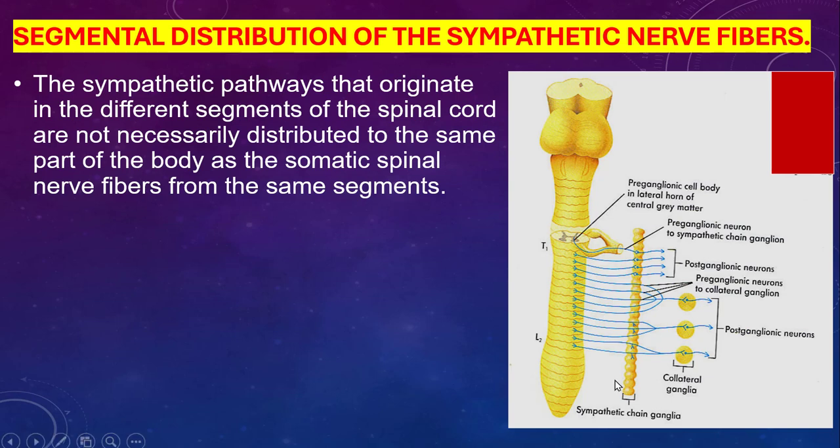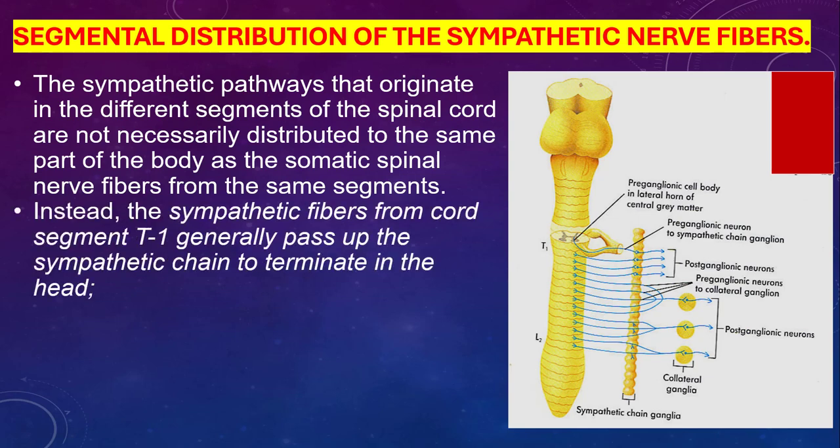Segmental distribution of sympathetic nerve fibers. The sympathetic pathways that originate in different segments of the spinal cord are not necessarily distributed to the same part of the body as the somatic spinal nerve fibers from the same segment. Instead, the sympathetic fibers from cord segment T1 generally pass up the sympathetic chain to terminate in the head. From T2 to terminate in the neck.